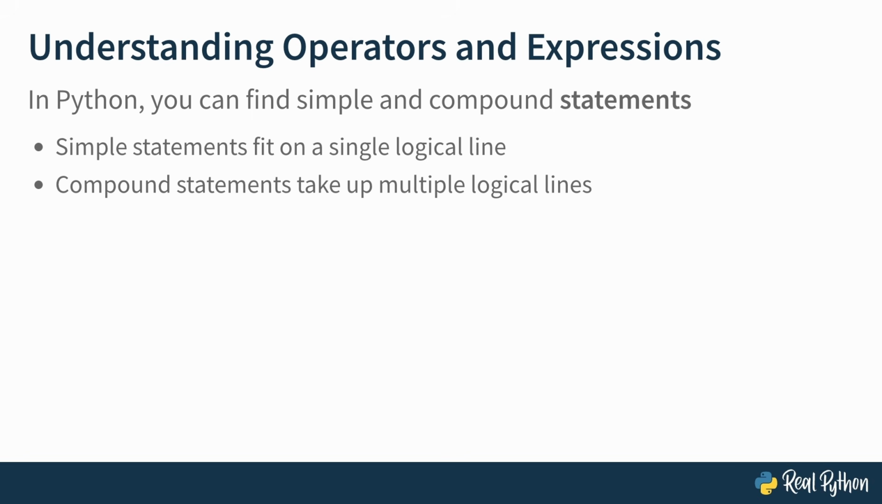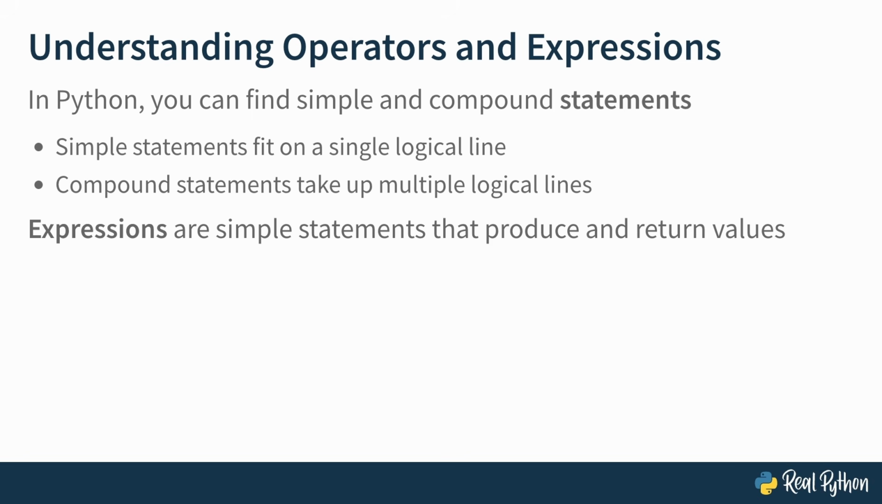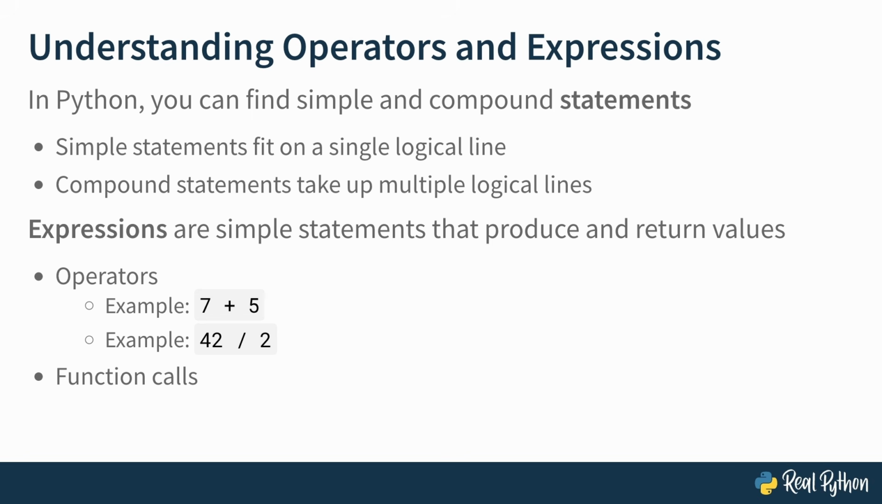And now we're ready to talk about expressions. Expressions are simple statements that produce and return values. This is often done through the use of operators. For example, 7 + 5 is an expression that returns the value 12. 42 / 2 is an expression that returns the value 21. But expressions don't have to use operators. For instance, function calls are also a kind of expression, like calling the built-in absolute value function and passing in -10. That will return positive 10. And while all expressions are statements, the reverse is not true. Not all statements return a value, like the aforementioned assignment statement.